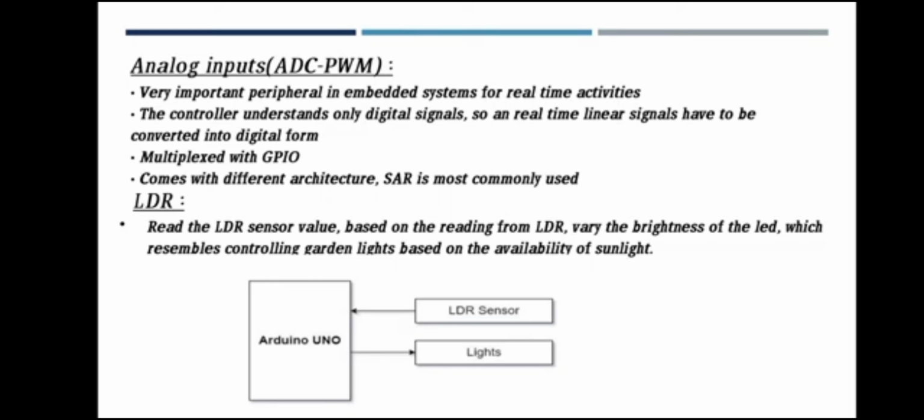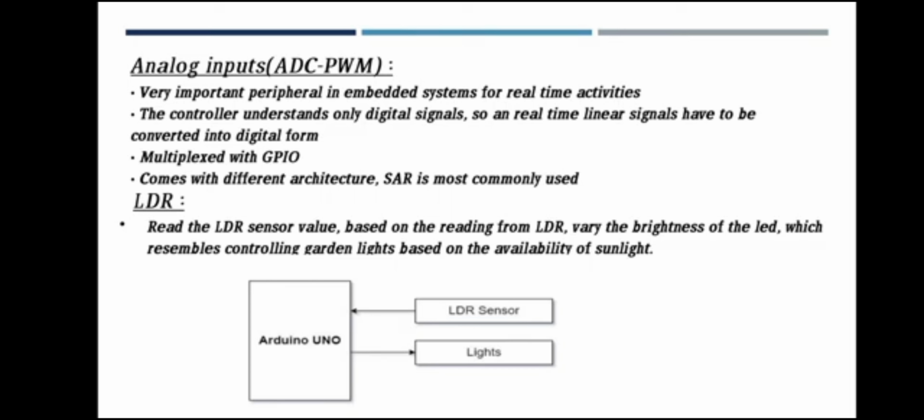CLCD, character liquid crystal display. It is the most commonly used display for ASCII characters. Some customizations in symbols are possible. Communication modes are 8-bit mode and 4-bit mode.